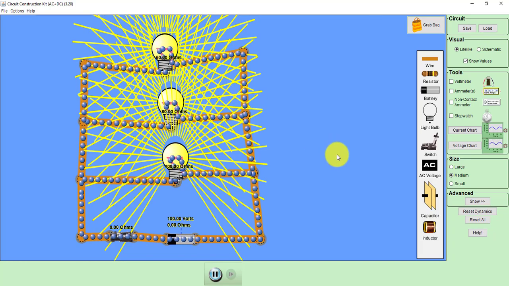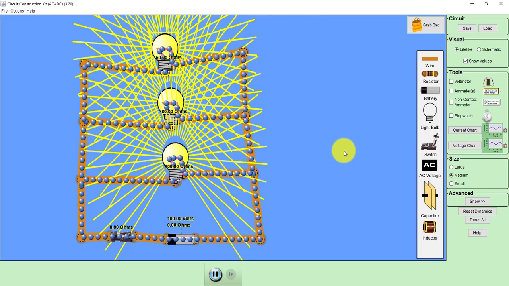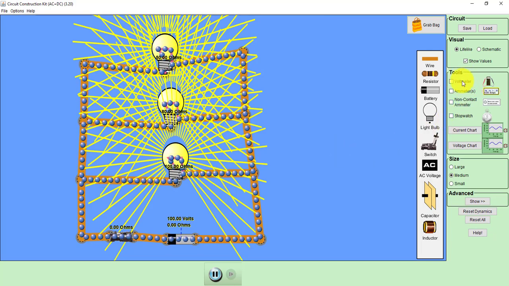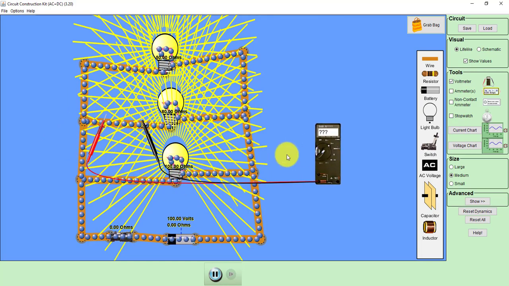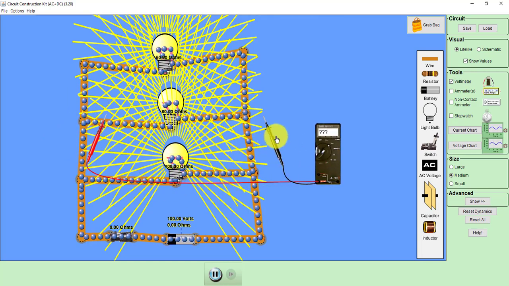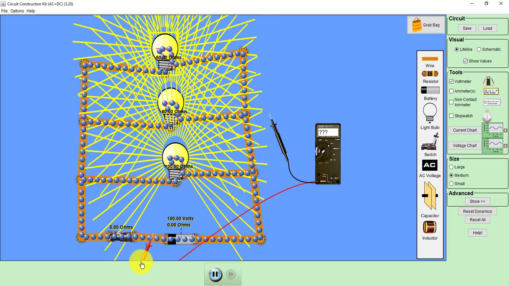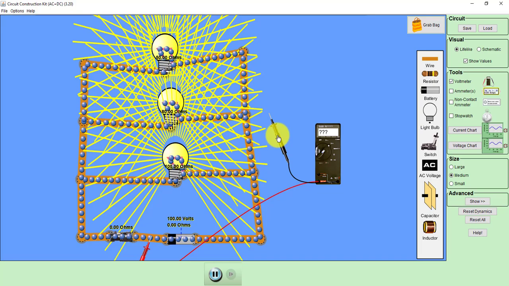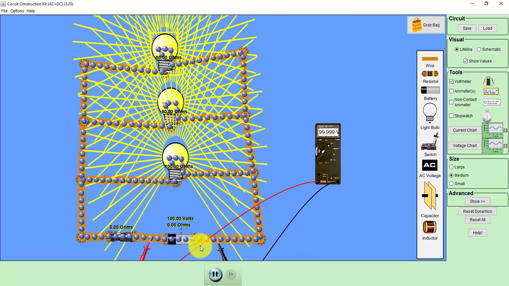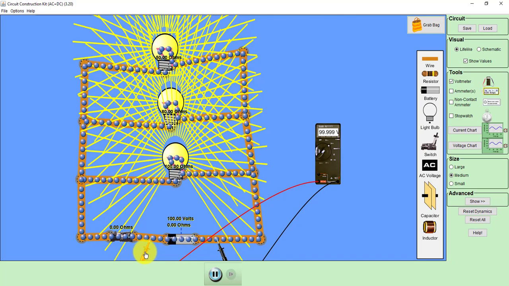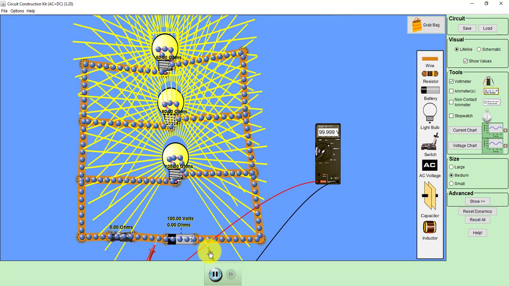The first characteristic of parallel circuit is that voltage across each resistor is the same. For that, I will be required to measure the voltage. So I will be taking the voltmeter. There is a red probe and black probe. Red probe, if I connect here, and black probe, if I connect here, then I am measuring voltage of this point with respect to this. So how much is the voltage? It is 99.999, so close to 100.